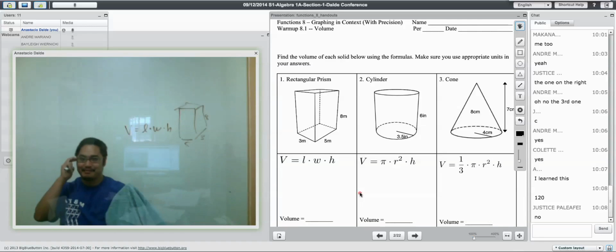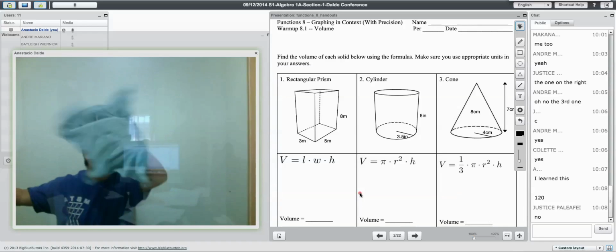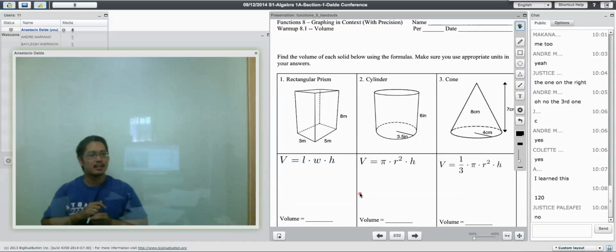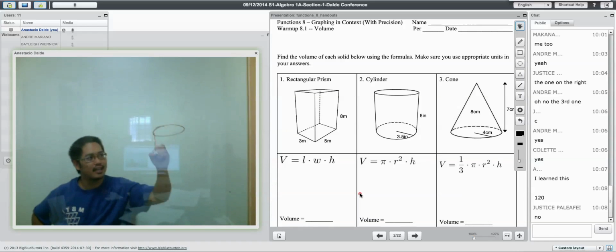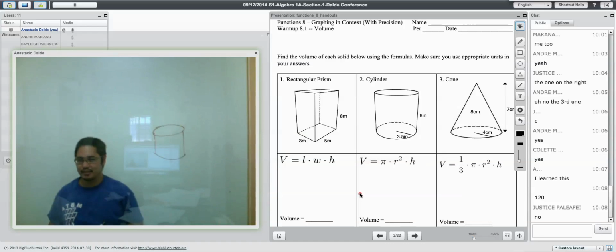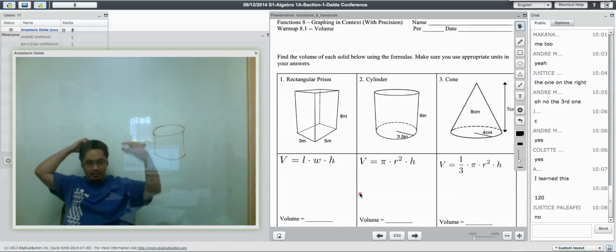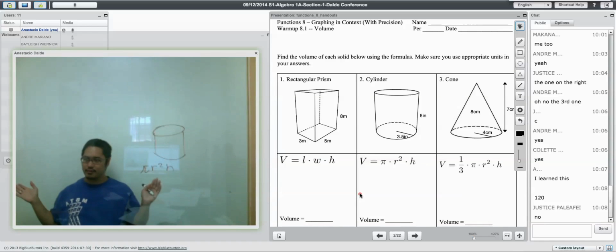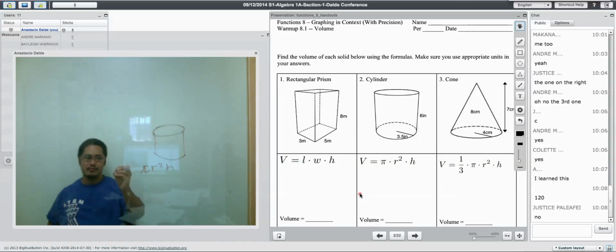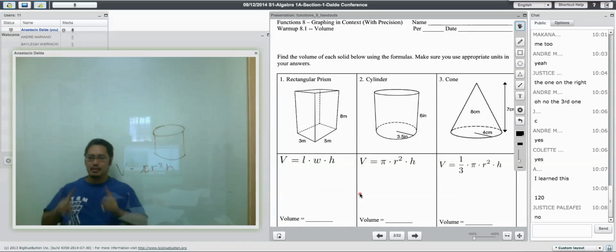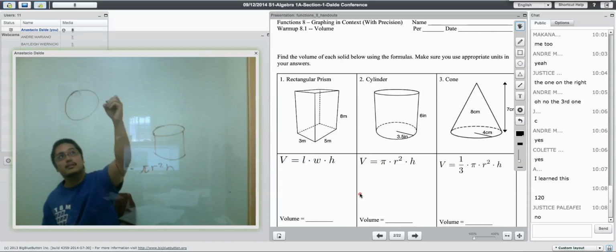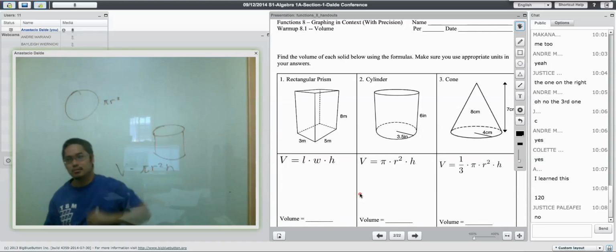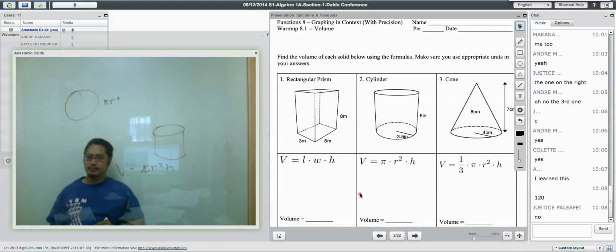To find the volume of a cylinder, and this is relevant because you have cans that look like this and you want to put stuff inside, you use this equation: pi r squared times h. By the way, would you like to know where they got that equation from? What is the area of a circle? It's pi r squared, right?